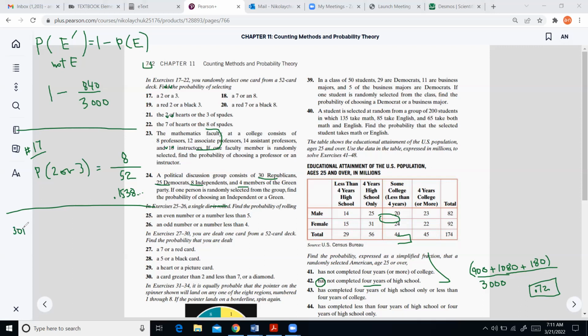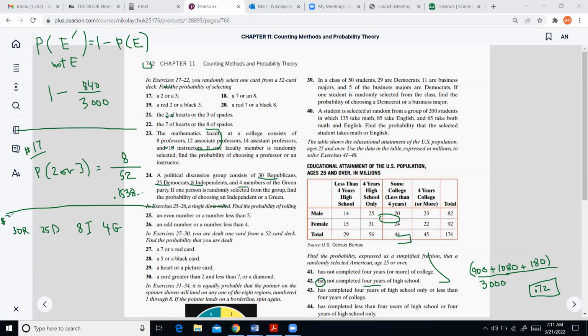30 Republicans, 25 Democrats, and 8 independents, and finally, 4 members of the Green Party. Okay. So it's good to realize that we don't have just 2 parties in the United States.